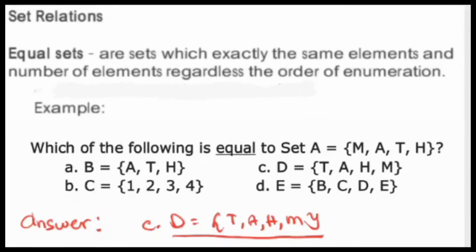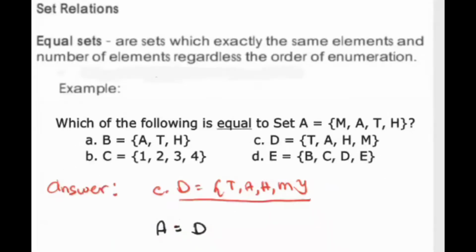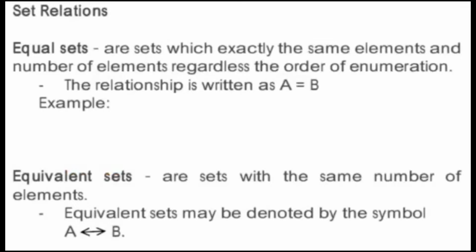Okay, so yes, the answer is letter C. Because in letter C, the given is set D and it has an element T, A, H, M. So pag equal set, parehas ang elements at parehas din ang bilang ng elements. Okay, so now, we can say that A is equal to D. So now, let us proceed to the second relation.